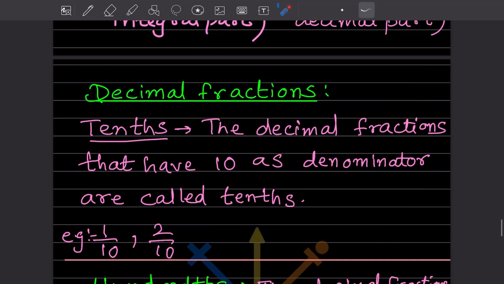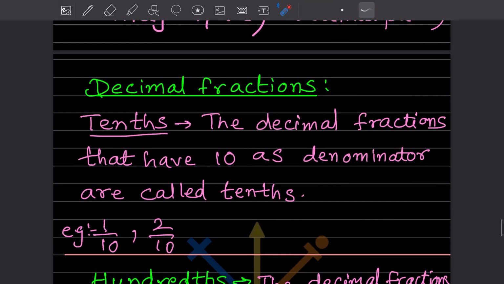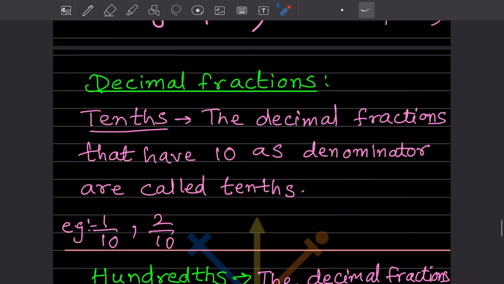The next word is the decimal fraction. Many of you have a confusion over here. If I write 4.1, this is the tenths. Now see the example: decimal fractions that have 10 as a denominator are called tenths. If I write 4.1, I write 1 divided by 10. Hope you got this one.